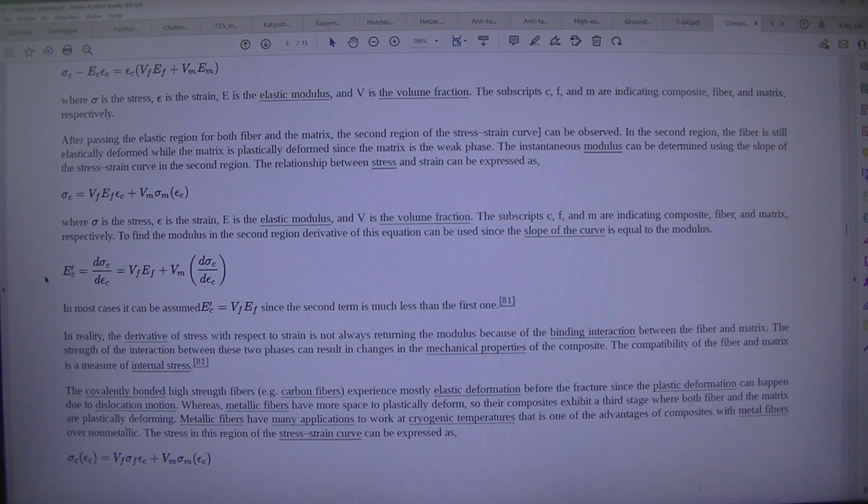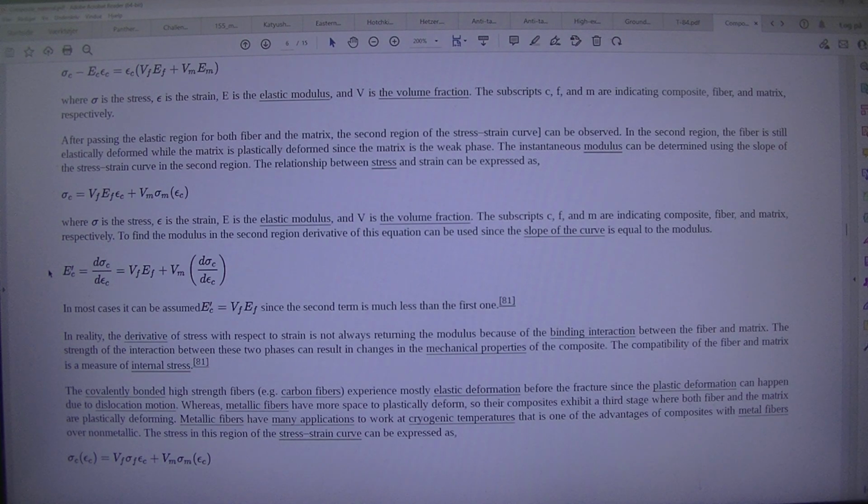To find the modulus in the second region, the derivative of this equation can be used since the slope of the curve is equal to the modulus. In most cases it can be assumed that the second term is much less than the first one. In reality, the derivative of stress with respect to strain does not always return the modulus because of the binding interaction between the fiber and matrix. The strength of the interaction between these two phases can result in changes in the mechanical properties of the composite. The compatibility of the fiber and matrix is a measure of internal stress.